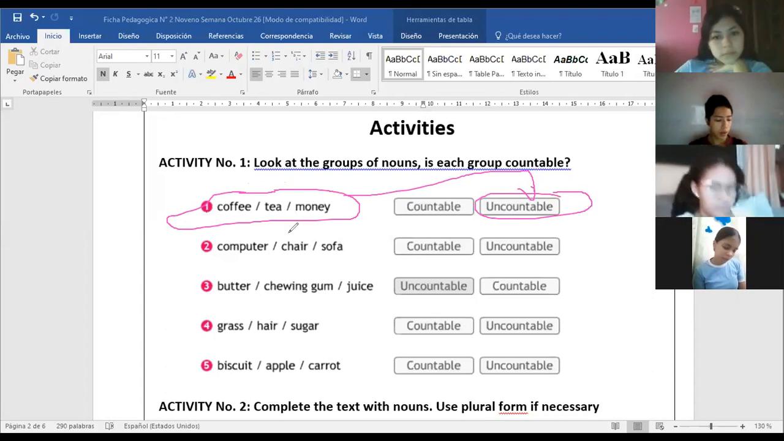Melanie Villal, is it correct now? Is it okay? Your internet connection?